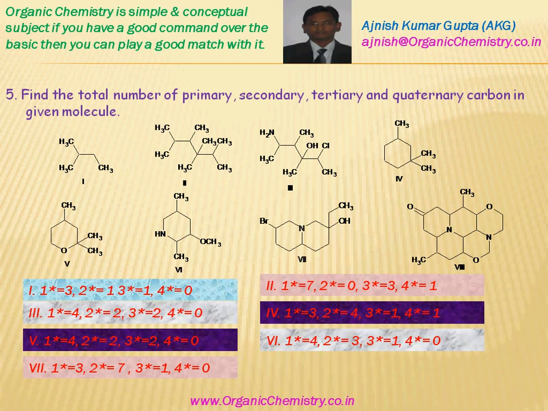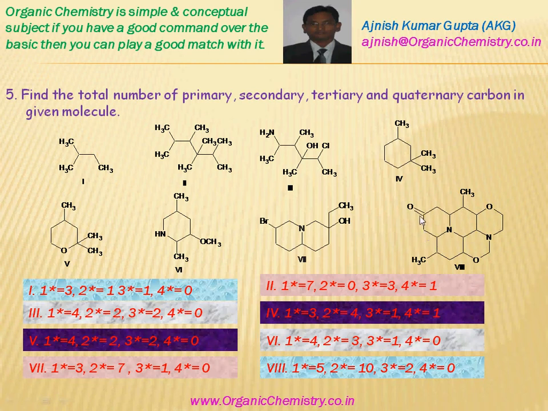Analyze for this molecule. This carbon is primary in nature. This carbon is again primary in nature. This is again primary. This carbon, one carbon, one carbon. One is oxygen. This one is secondary. This is attached to two carbon, secondary. This is attached to three carbon. It is tertiary. This carbon is attached to two carbon. One is nitrogen, so it is again secondary.